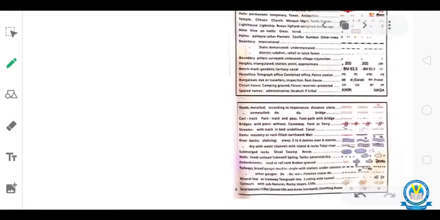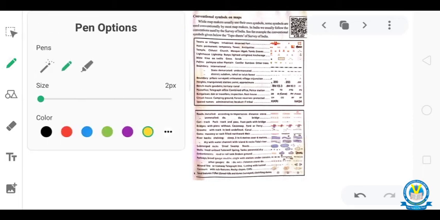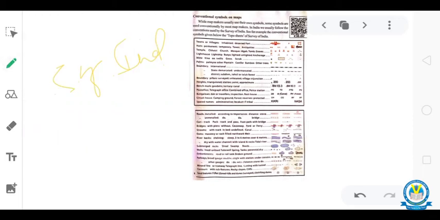Now let us look at conventional symbols on maps. Actually, map makers generally use their own symbols, but some symbols are used conventionally by all the map makers. In our country, the conventional symbols are used by the Survey of India. The Survey of India symbols are followed by the map makers. These conventional symbols are called topo sheets.